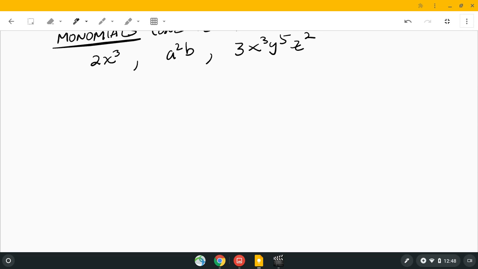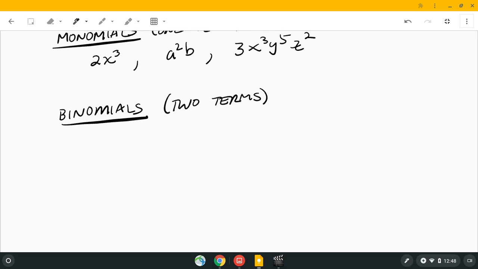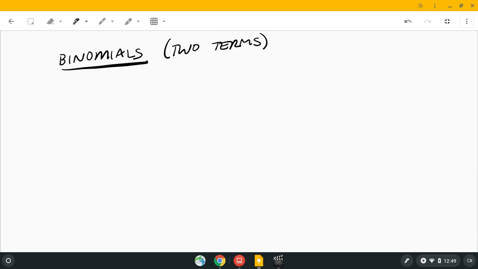A binomial, that's two terms. So you might have something like this, 2x plus 5. Two terms, 2x and 5. Or you might have negative 17 halves x to the fourth minus 3/5 x. Again, you still have only two terms. The first term is negative 17 halves x to the fourth. That's one term. The other one is negative 3/5 x.